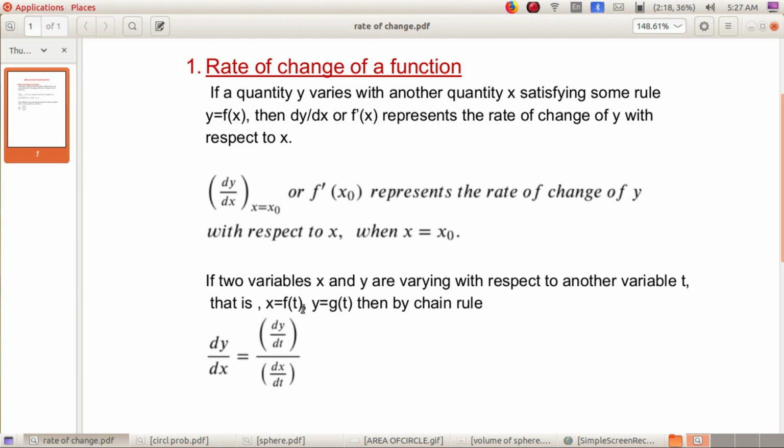If x and y are functions of t, that is, if two variables x and y are varying with respect to another variable t, x equal to f of t, y equal to g of t, then by chain rule dy by dx equals dy by dt divided by dx by dt. First find the derivative of y with respect to t, then find the derivative of x with respect to t.